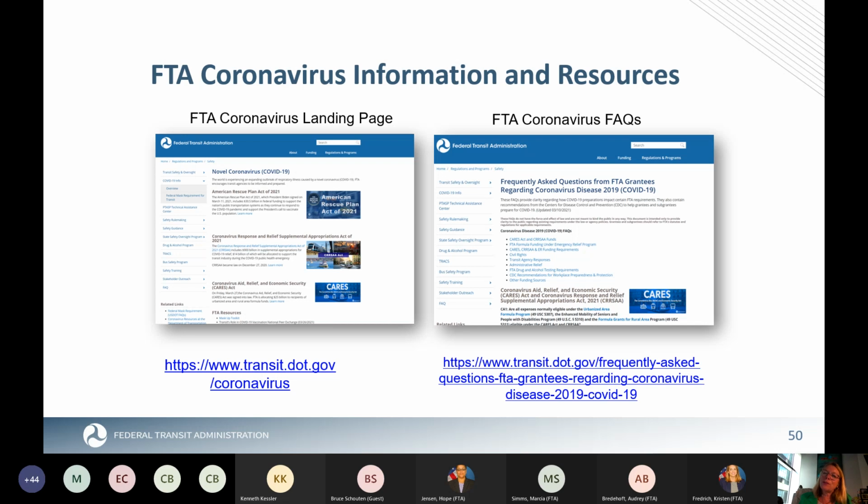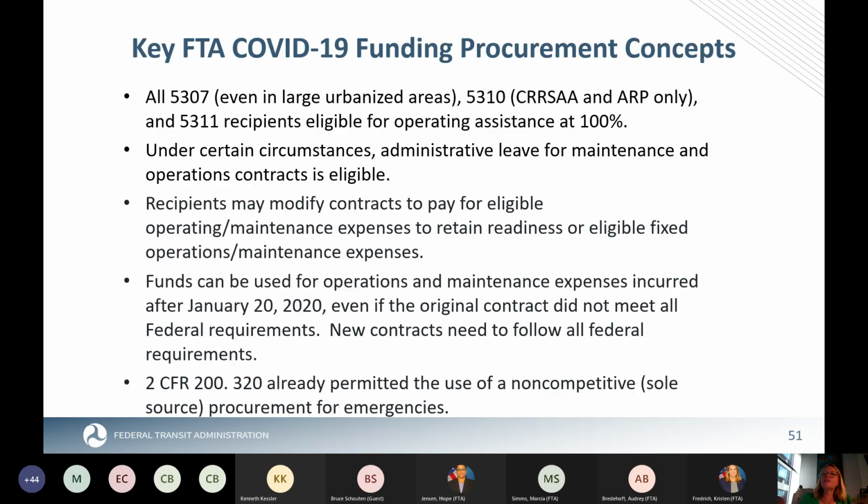There is not a procurement section of the FAQs. Quite often answers to procurement questions are in other sections of the FAQs. So what we've done on the next slide is assemble a number of those questions and answers and information just so you have a good overview and so that you'll go back to those sites to look for more.